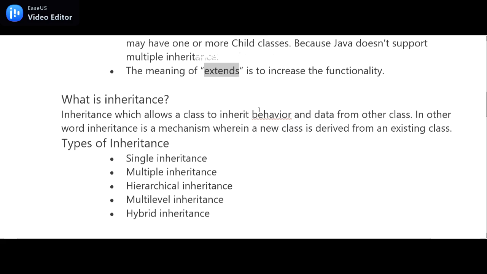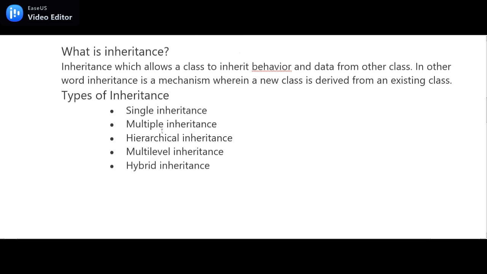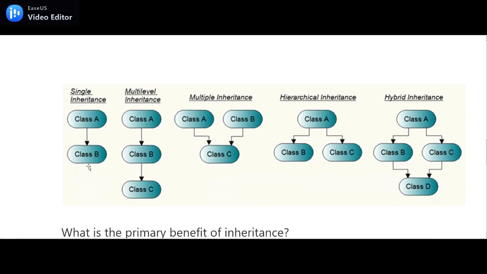Inheritance allows a class to inherit the behavior and data from another class, in other words an inheritance mechanism where a new class is derived from an existing class. We have different types of inheritance in Java: single, multiple, hierarchical, multi-level, and hybrid inheritance. This is single inheritance. Single inheritance means one parent class and one child class. The child class acquires the properties of the base. That's it, it's single inheritance.